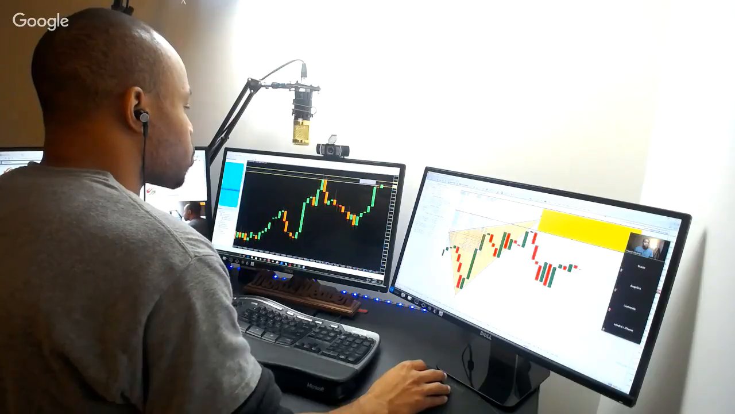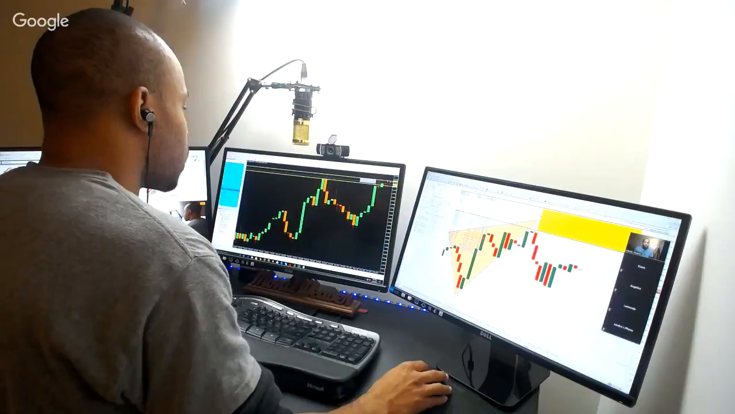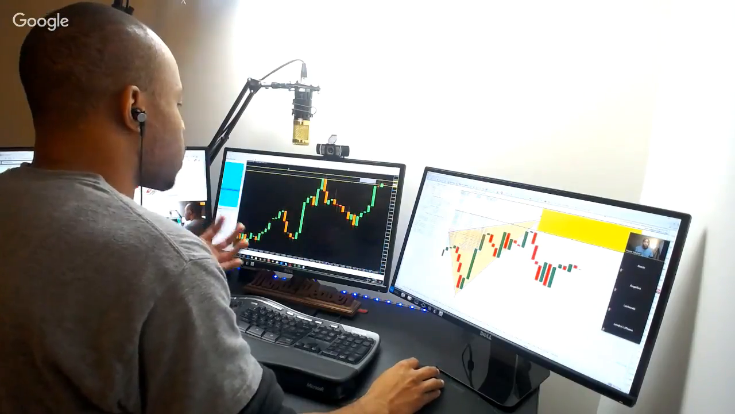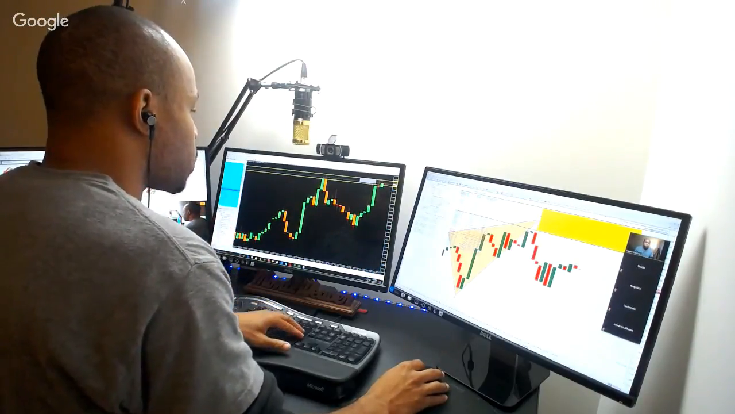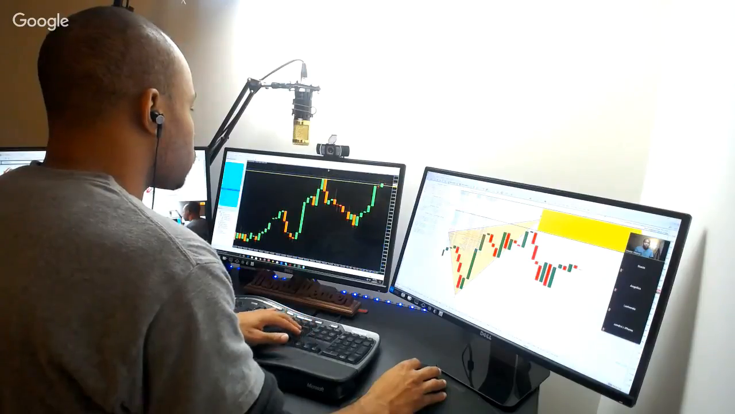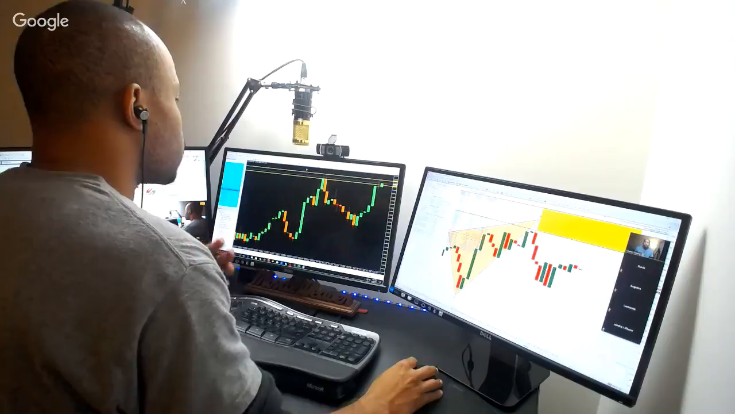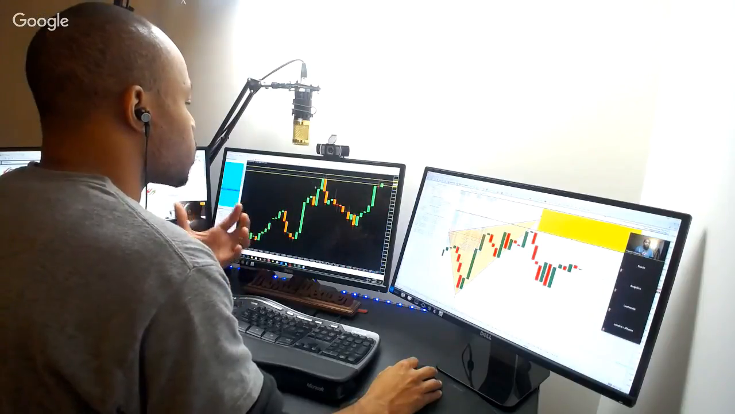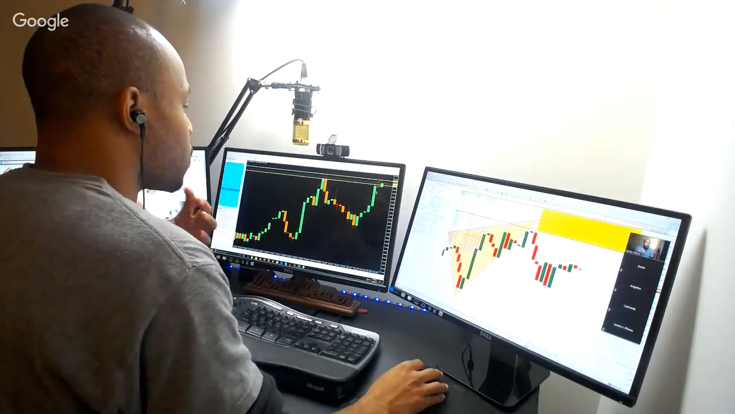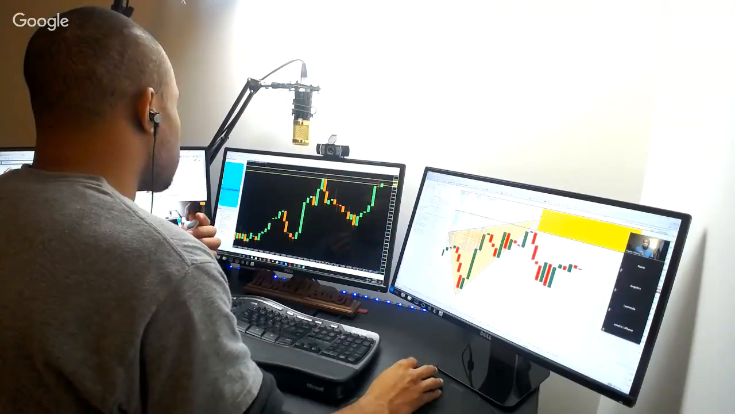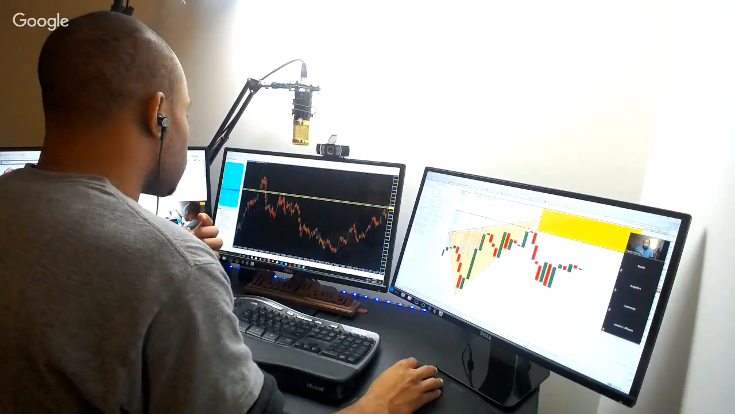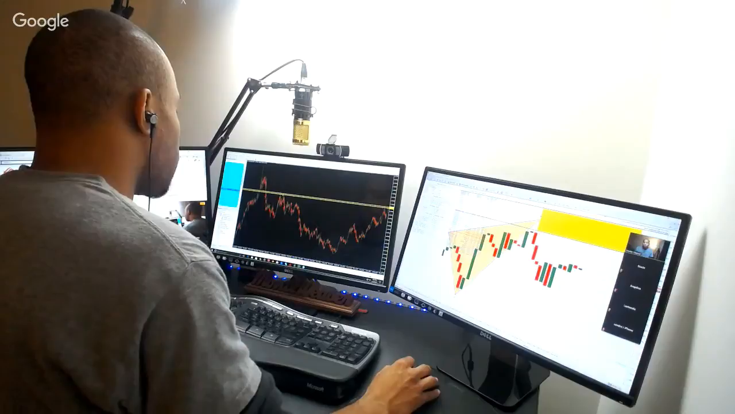So I'm not going to risk 333 pips. I'm going to risk a lot less than that. So in order to figure out where to put my stop loss, I've got to zoom out and look for the next level of resistance at the top. In this case, I really don't recall there being one. Yeah, okay, so there's one way back here.